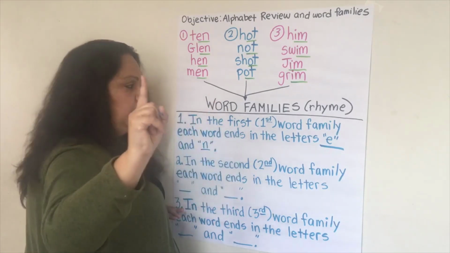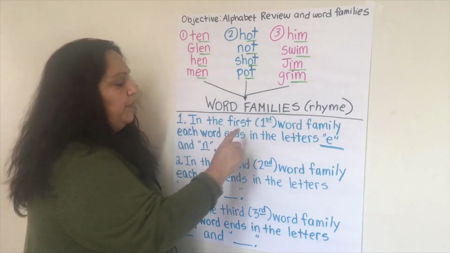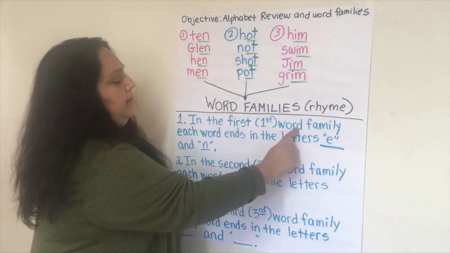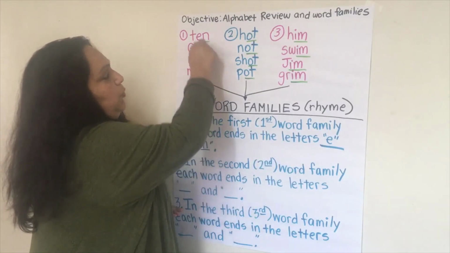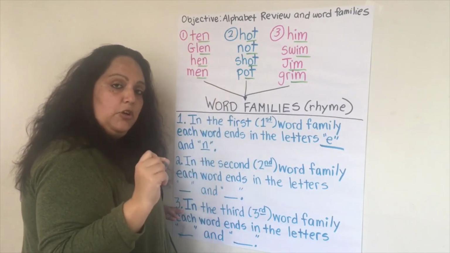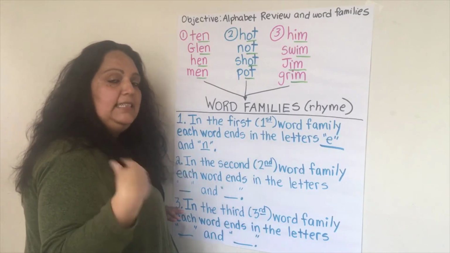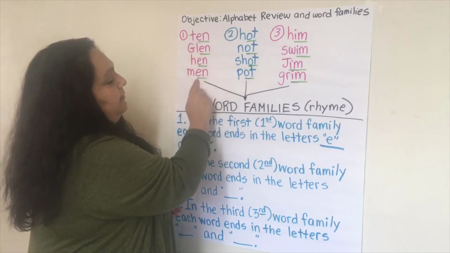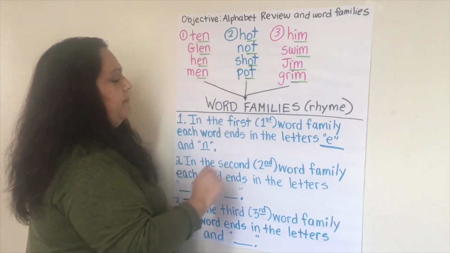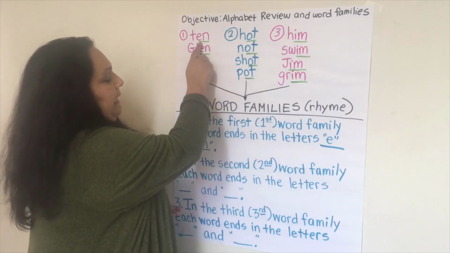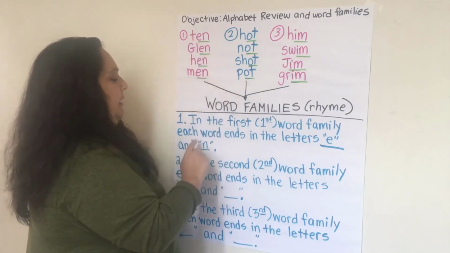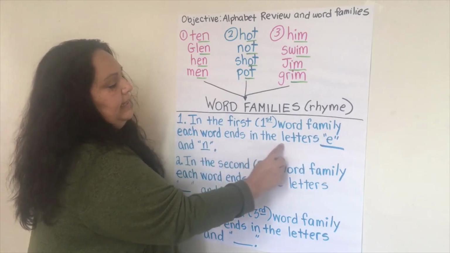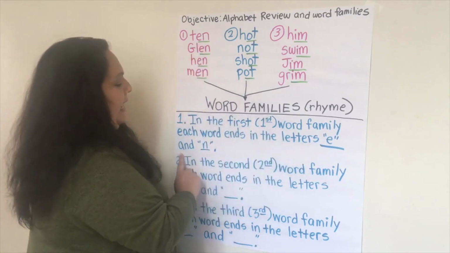In the first sentence, we're throwing in some ordinal numbers, which is another skill. In the first word family, each word, we're using that because the kids need to know the words letter and sentence. They need to know that vocabulary. Each word ends with the letters E and N. In the first word family, each word ends in the letters E and N.